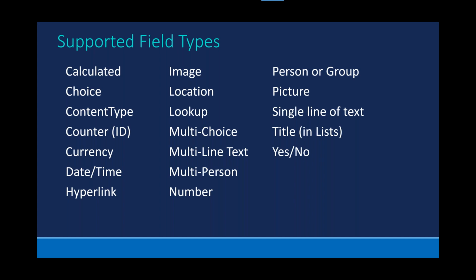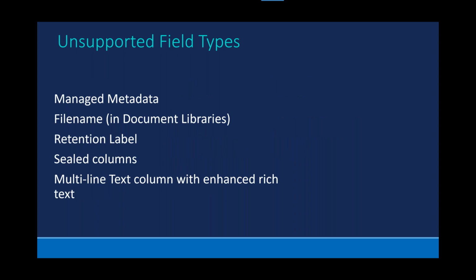The fields that are not supported currently are managed metadata, file name fields in document libraries, retention labels, sealed columns, and multi-line text with rich text. So if you do have rich text on this multi-line, you will not be able to use it with the column formatter. So I guess it's an it-depends answer instead of a yes answer.